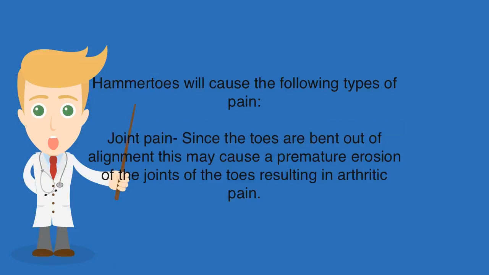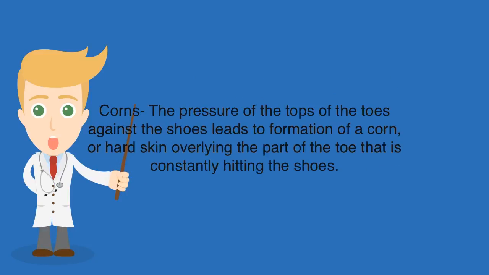Hammertoes will cause the following types of pain. Joint pain. Since the toes are bent out of alignment, this may cause a premature erosion of the joints of the toes resulting in arthritic pain. Corns. The pressure of the tops of the toes against the shoes leads to formation of a corn, or hard skin overlying the part of the toe that is constantly hitting the shoes.